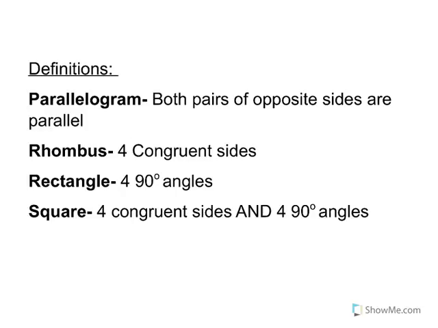Parallelogram. Both pairs of opposite sides are parallel. So if we're trying to prove that a shape is a parallelogram, the goal is to show that both pairs of opposite sides are parallel. For a rhombus, we want to show that there are four congruent sides. For a rectangle, we want to show there are four 90-degree angles. And for a square, we want to show there are four congruent sides and four 90-degree angles.